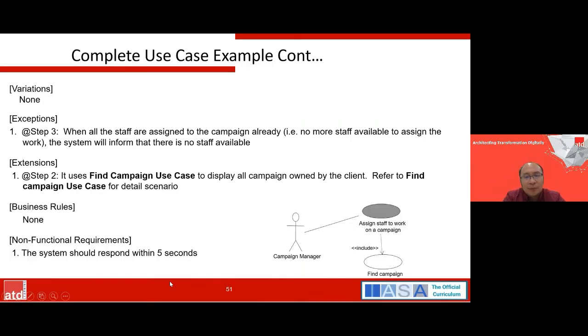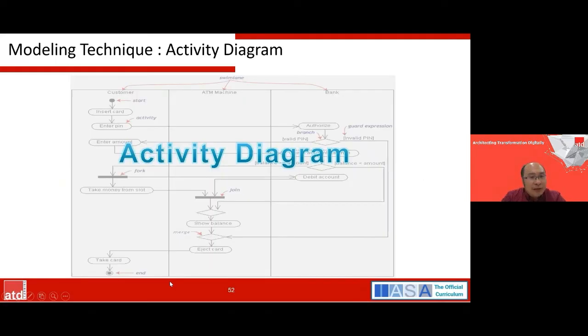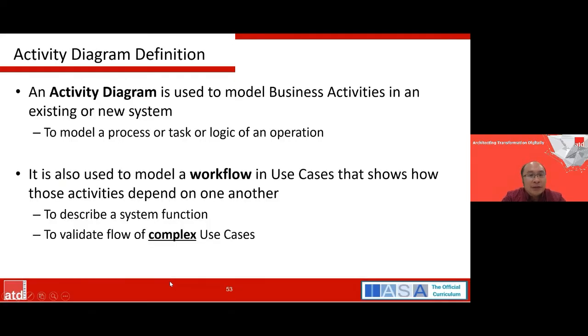This is also another concept in object orientation: they delegate and ask another object. Eventually, all the use cases can be turned into one or more objects or one or more class diagrams when you do the design of the class diagram. Now, the activity diagram is about how we can understand the activities, the flow, the workflow, how the system should function, and also to validate the flow of a complex use case. If you have many exceptions, variations, etc., you can validate them using the activity diagram.